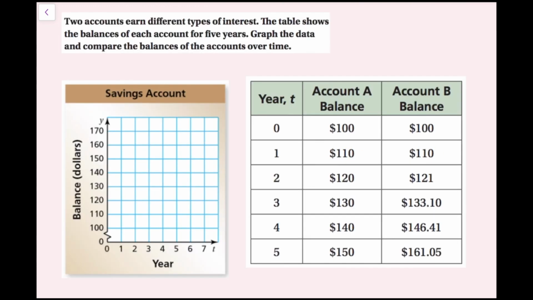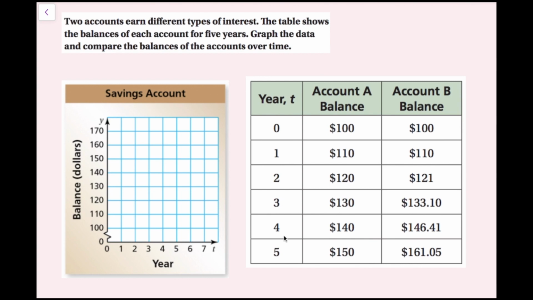For this example, two accounts earn different types of interest. The table shows the balances of each account for 5 years. Graph the data and compare the balances of the accounts over time. So all we're going to do here is plot our ordered pairs. Okay, the ordered pairs are going to be 0, 1, 2, 3, 4, 5.